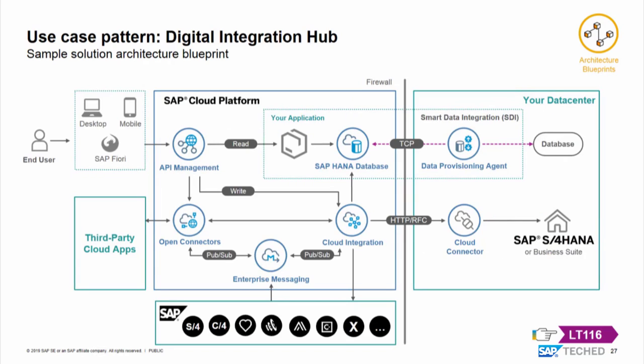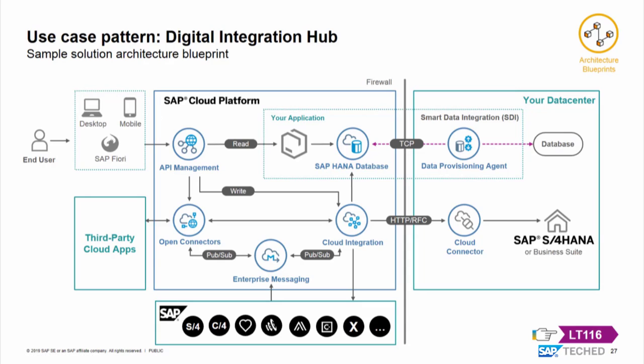And this is how this solution architecture blueprint could look for this use case pattern, and it's what you can also see here. It's a combination of different services out of the Cloud Platform Integration Suite. So you can have an end user working on a desktop or mobile application, invoking services in the SAP Cloud Platform. Here we have the API management in this example that can read the data.